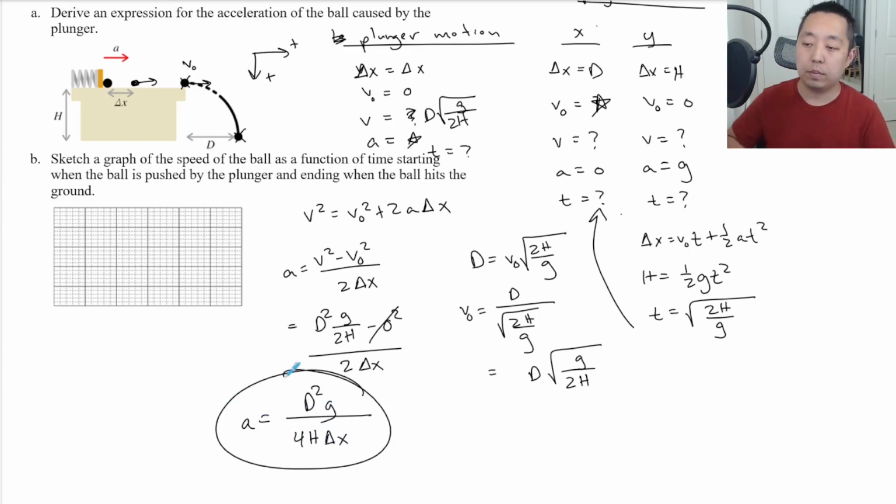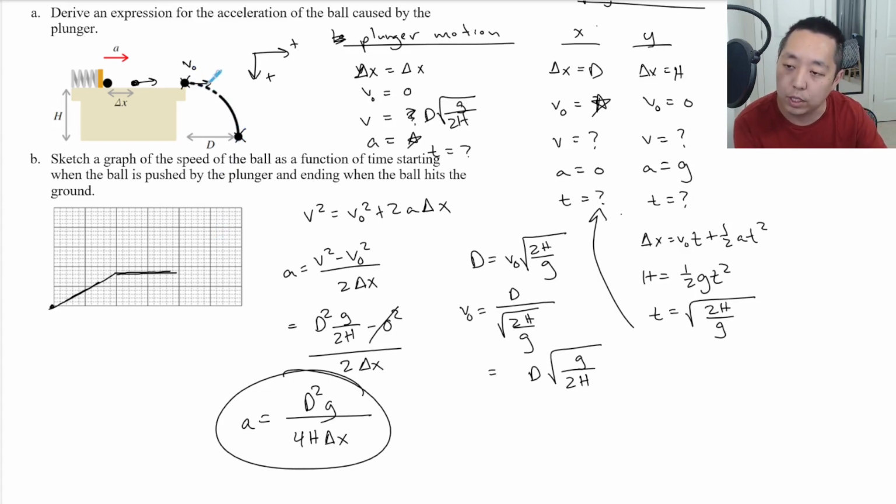Okay. Sketch the graph of the speed of the ball as a function of time, starting when the ball is pushed by the plunger and ending when the ball hits the ground. Okay, this is an interesting question. So the speed is going to move at constant acceleration upward. Now you don't know any numbers, so you just say constant acceleration upward. Then it's going to roll flat on the table to this point. And then what's going to happen here is it's definitely going to increase, but how is it going to increase?